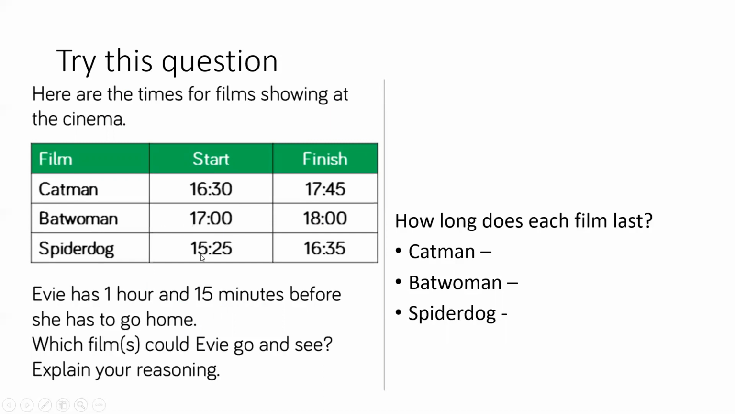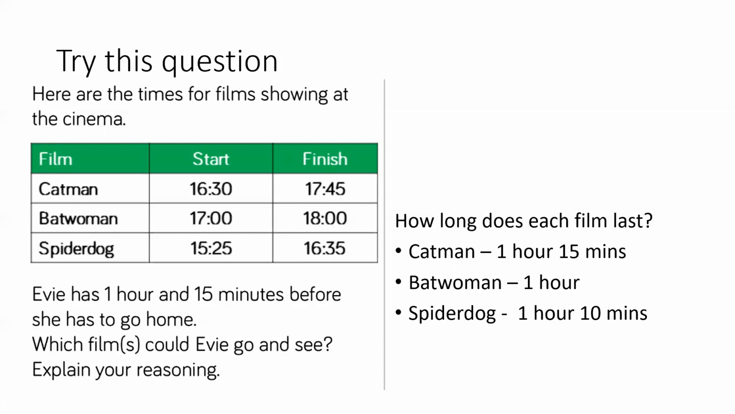Then Spider Dog, we're going from 15:25 to 16:35. Well, I know I can do a jump of 1 hour. So 15:25 plus 1 hour will be 16:25. So I've now got to do a jump from 16:25 to 16:35. That is 10 minutes. So it's 1 hour and 10 minutes.